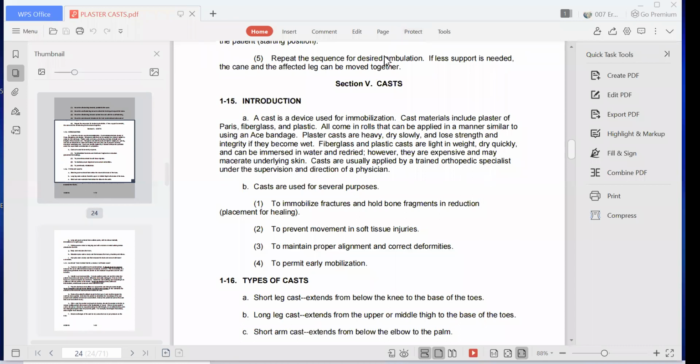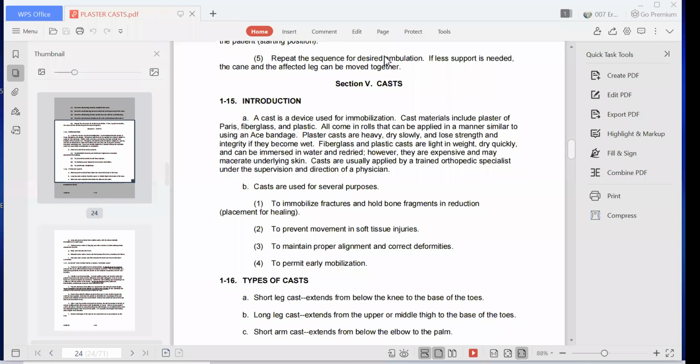Okay. So now you can see here what are the various purposes for plaster cast. This is a very common question which is asked in the examination. It doesn't come as a long question, but it comes usually as a short note. Care of patient with plaster cast. So cast can be used for several purposes.